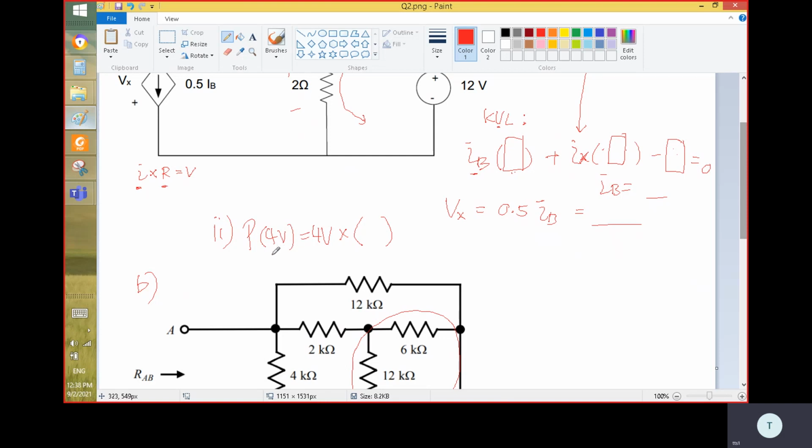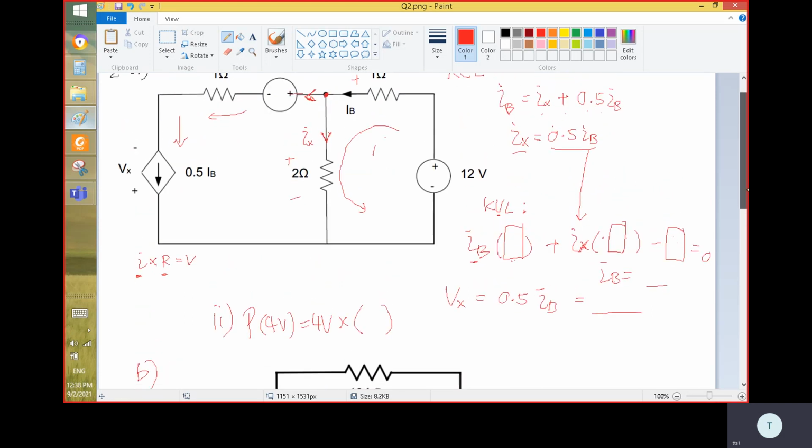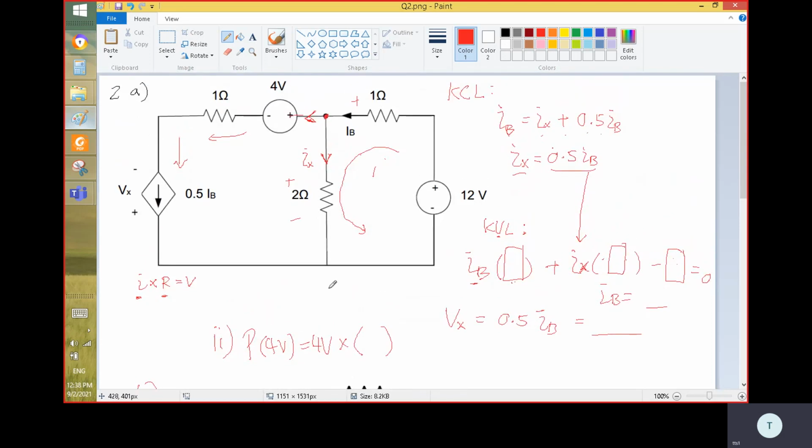Okay, for part 2, you need to calculate the power, whether it is absorbed or supplied by this forward voltage source, whether this voltage source is supplying or absorbing the power. So we need to find out. The equation for the power is also simple.